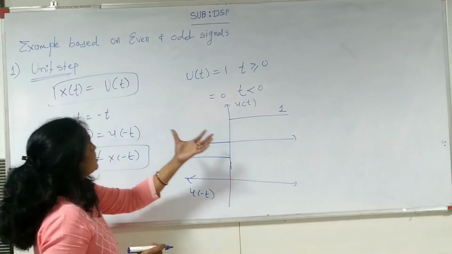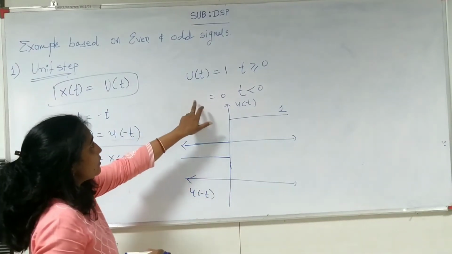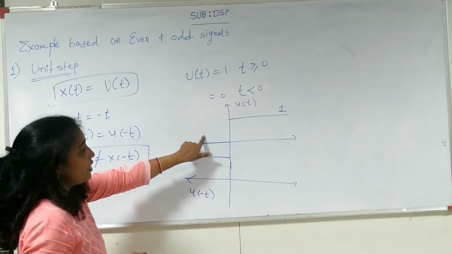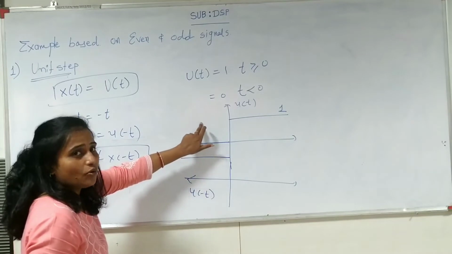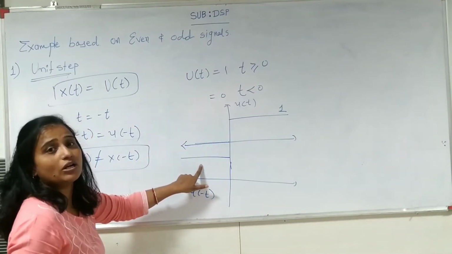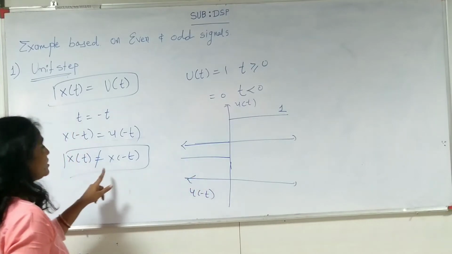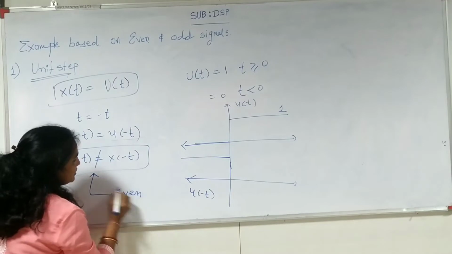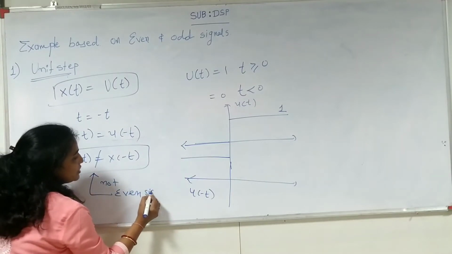Or we can also say it mathematically: u of t for t less than 0 is 0, but u of minus t for t less than 0 has the value 1. So it's not an even signal. The unit step is not an even signal.